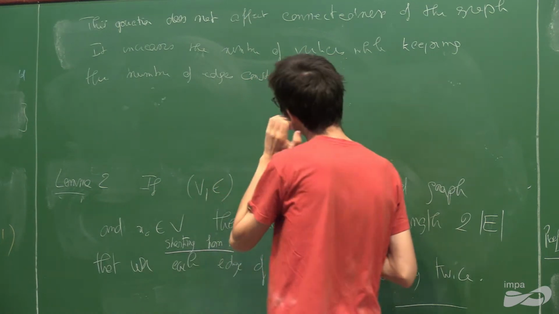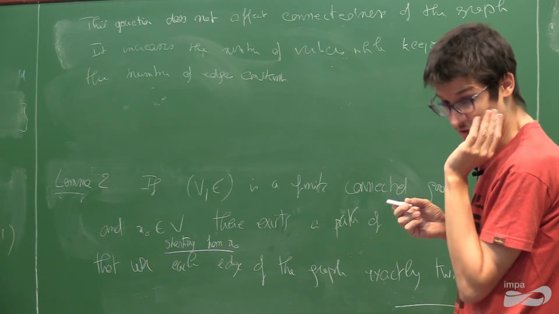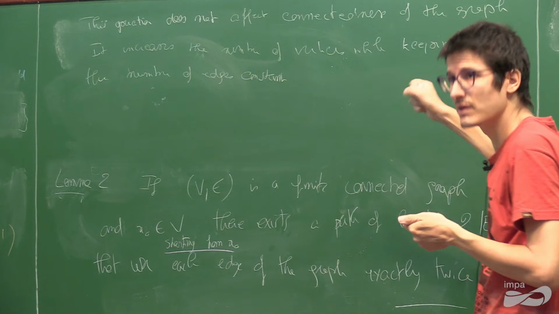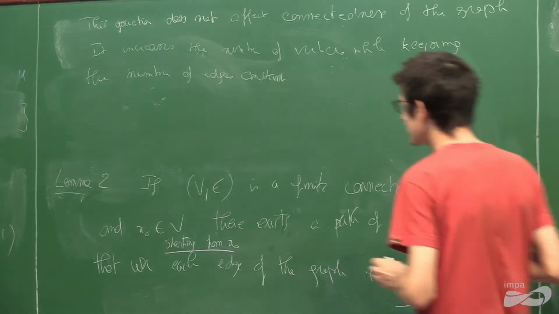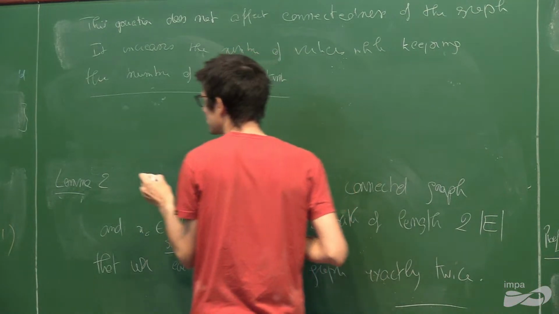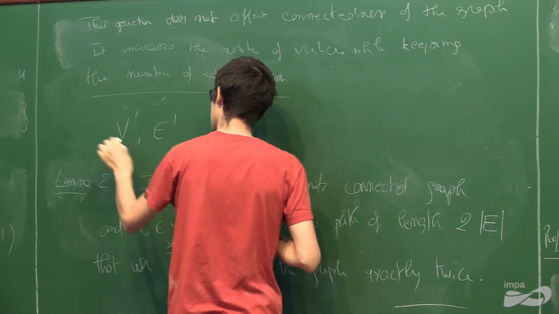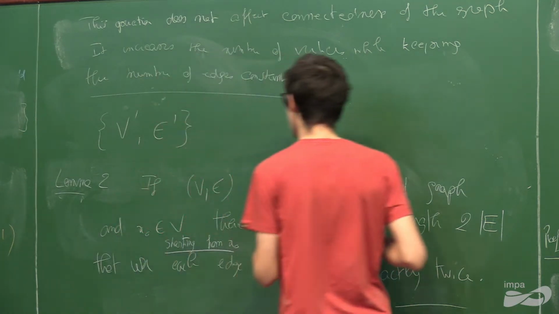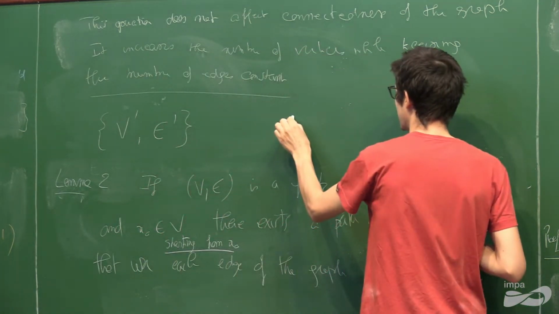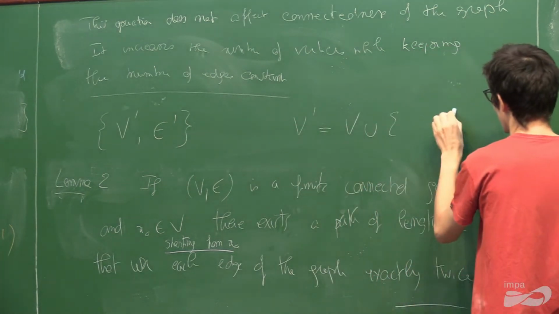So I think in a tree, basically, the number of vertices is just the number of edges plus one. So once you've done this enough times, a tree is going to appear. Okay, so then what you get is a graph which is V prime, E prime. And what's important is that V prime is V union a bunch of people.